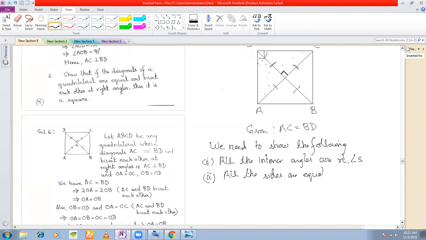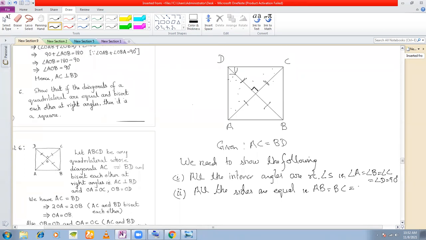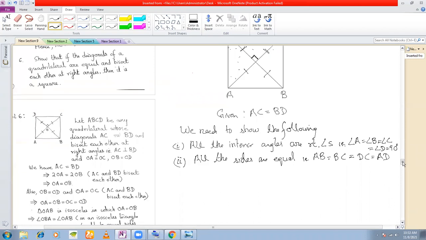Now, what does this mean? All the interior angles are at right angle means angle A is equal to angle B is equal to angle C is equal to angle D is equal to 90 degree. This is what you want to show. And all the sides are equal means you need to show AB is equal to BC is equal to DC is equal to AD. If you can show these two, then you can say that it is a square. Okay, so let's see the first part.